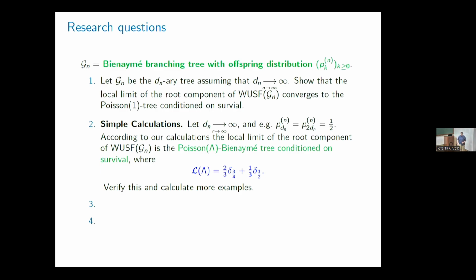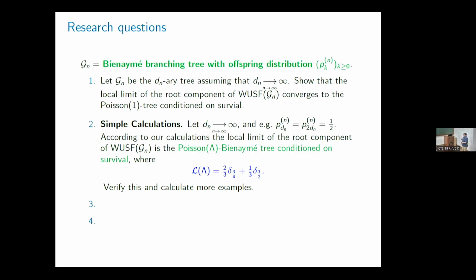We did the sample calculation. We found that you get the Poisson-Galton-Watson tree conditioned on survival, where now the Poisson distribution has a random intensity. Here is the random intensity distribution, the law of it. You can see that the mean, of course, is 1. It should be 1, but it's just random. The mean intensity is 1.